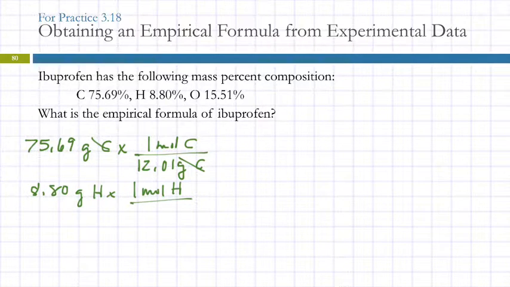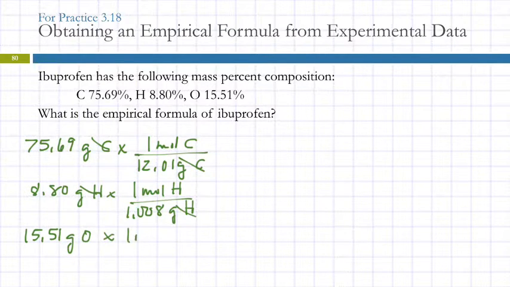Converting to moles. And 15.51% means 15.51 grams of oxygen. 1 mole of oxygen over 16.00 grams of oxygen.